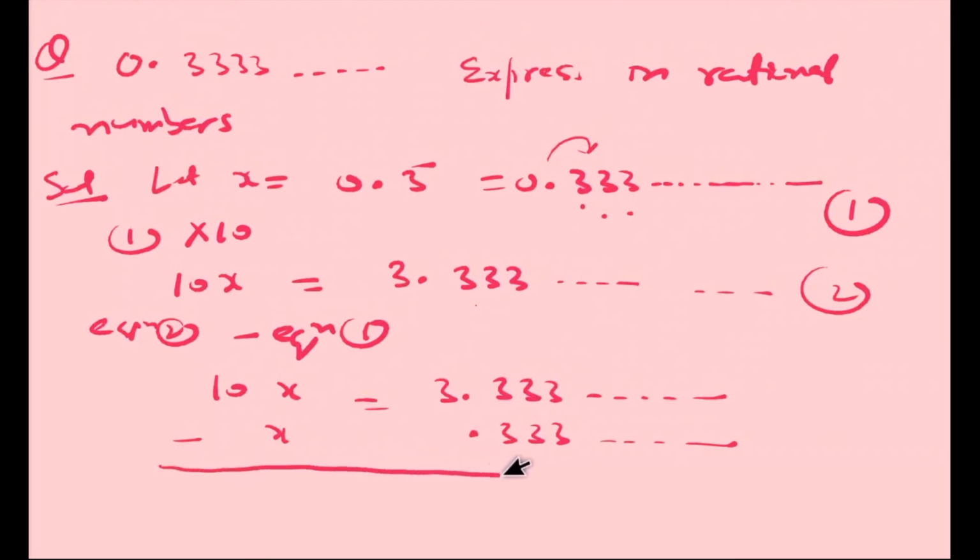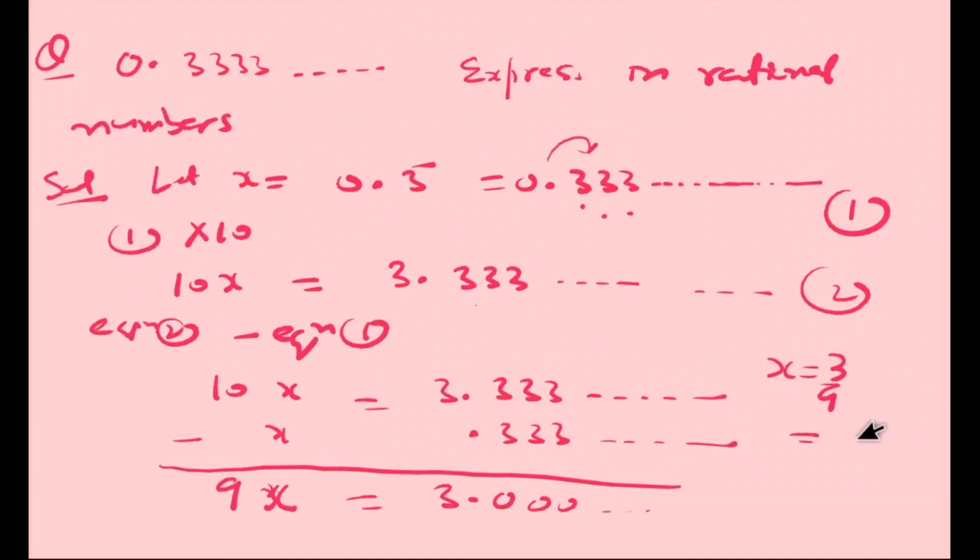So what do we get here? We get 9x equal to 3.000. So what is the value of x? 9x equals 3, so x equals 3/9. So we get x equal to 3/9 equal to 1/3. It is your answer. Practice these examples and we will do more questions.